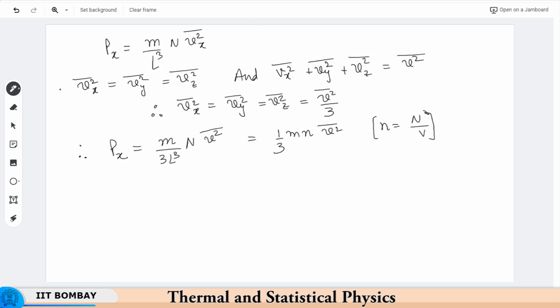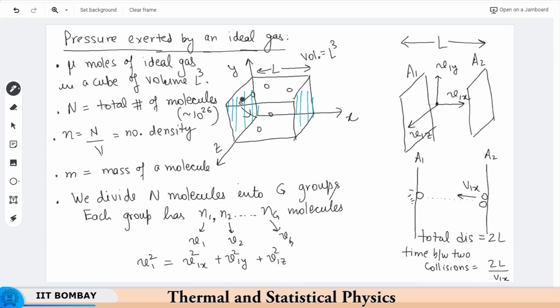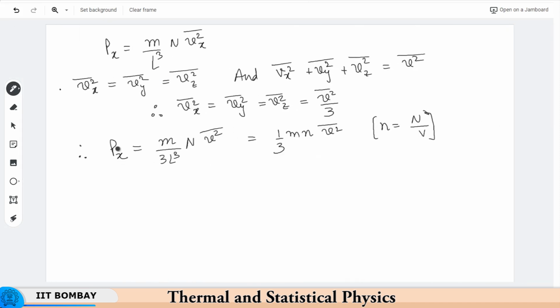So now you might wonder that we have only calculated the pressure exerted on this wall. But statistically speaking, there is nothing special about this YZ plane. So I could have done the same calculation on all the walls and I would have gotten the same result. So this Px indeed is basically the final pressure exerted by this collection of molecules on all the walls of this container. So I can just replace this Px with P, which is the actual pressure that we wanted to calculate. And therefore, I can write down the final result.